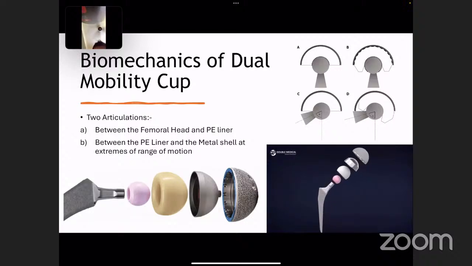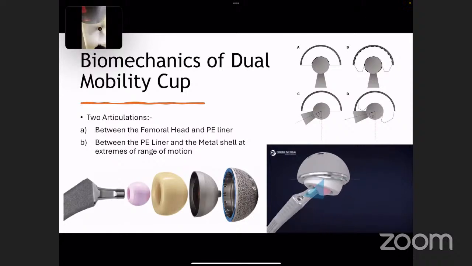A dual mobility cup has two articulations. One articulation occurs between the femoral head and the polyethylene liner, and the second articulation occurs between the polyethylene liner and the outer metal shell at extremes of range of motion.